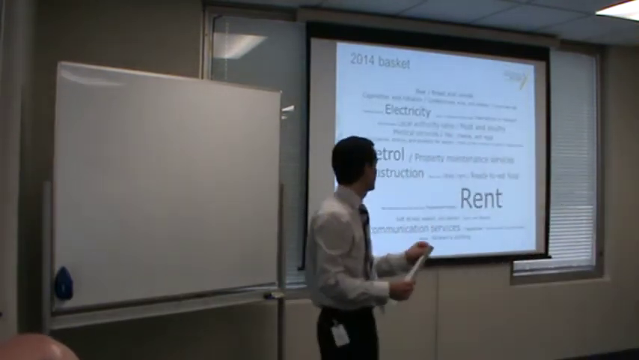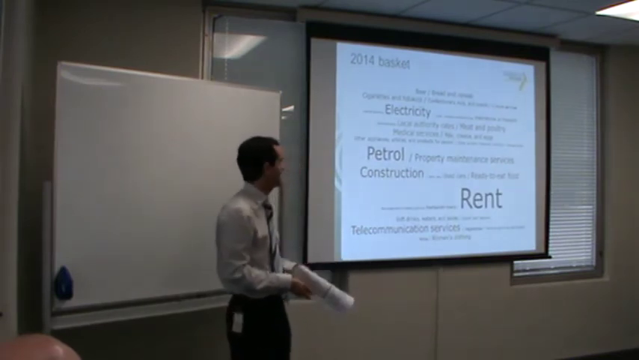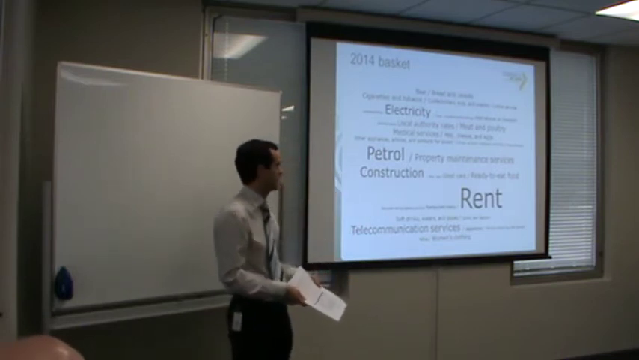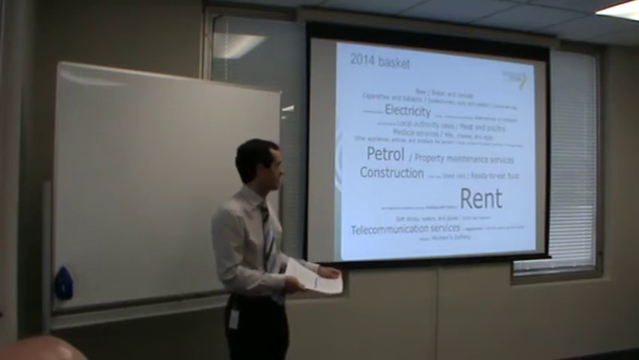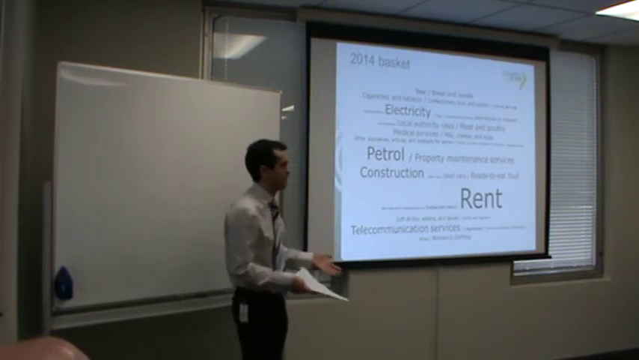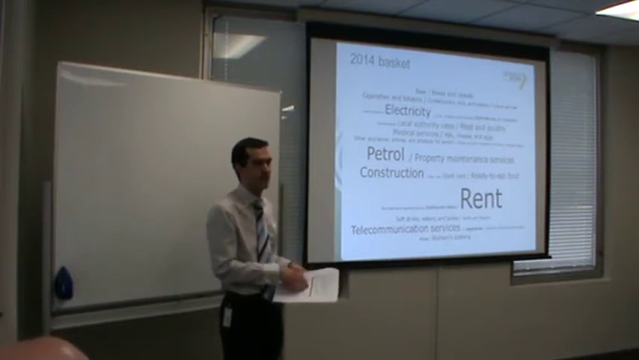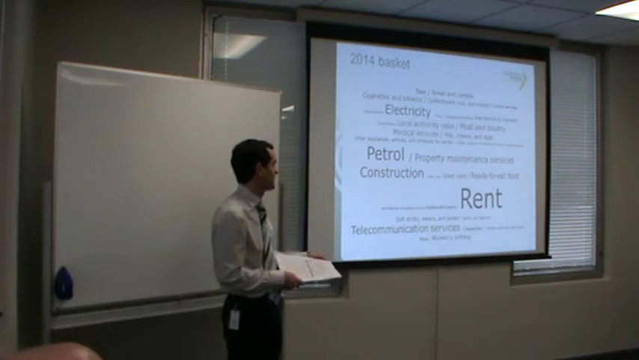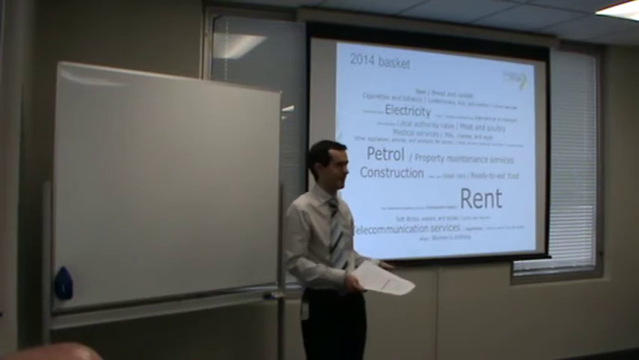Skipping forward 100 years, this is the basket today. This is displayed as a tag cloud, so the size of the words, or the font, is in proportion to the weights in the basket. There are actually about 700 items in the current CPI basket, and this is displayed at a slightly more aggregated level. It's what we call the class level, which is the lowest level at which we publish price indexes. And there are some interesting stories in there. First, the biggest one that pops out is rent, so that's still in and still has a big weight.